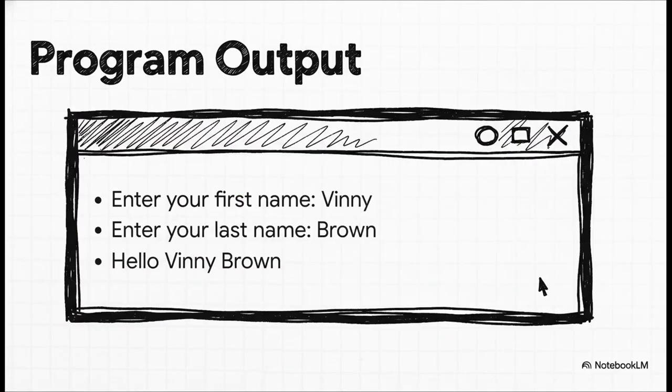And here is what happens when you run it. The program prompts for the first name. Our user types Vinny and hits enter. It asks for the last name, they type Brown. And then, using the data it's stored in those variables, the program gives back a personalized greeting. Hello, Vinny Brown. That's it. That is your first interactive program.